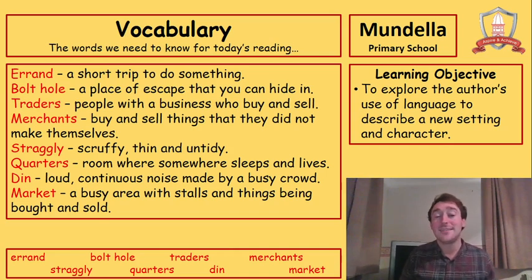So a din is loud, continuous noise made by a busy crowd. It's a lot louder than murmurs. And finally, a market. The market is a busy area with stalls and things being bought and sold. Okay, so you can see the market in Nottingham because the market is the fair.